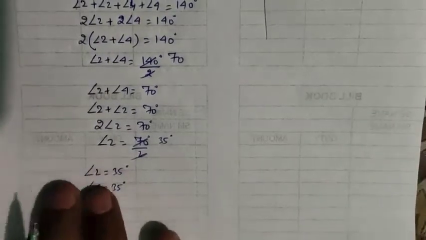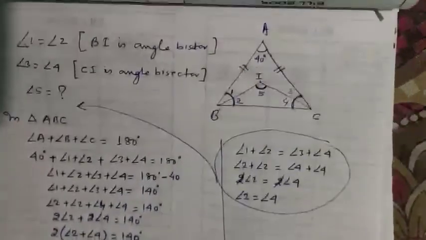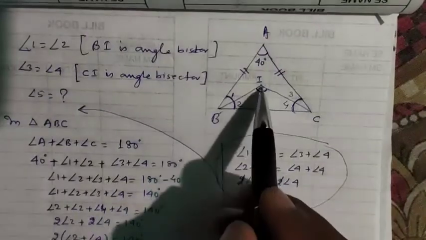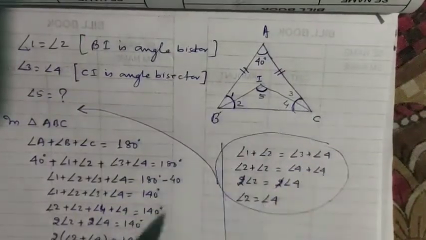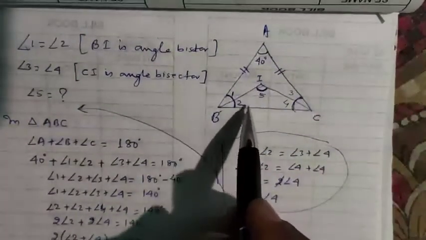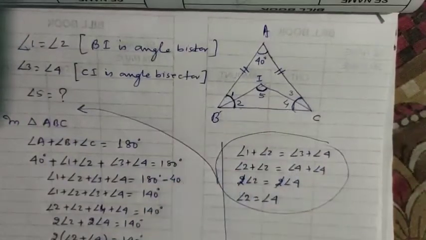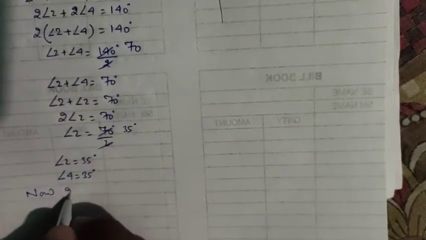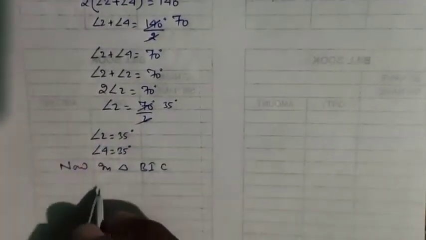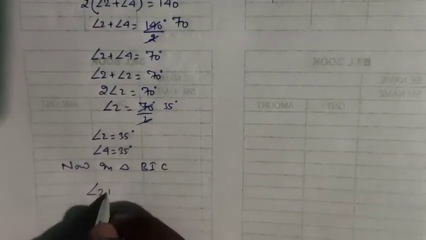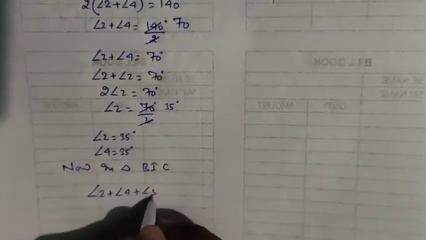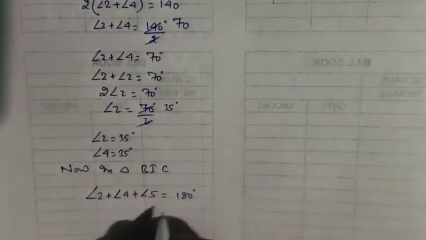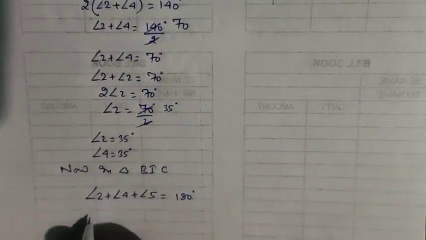Now once again we will come back to the figure to take the small triangle. Now you can see a small triangle is there, triangle BIC. Here 2 plus 5 plus 4 will be equal to 180 degree. We will write now in triangle BIC, angle 2 plus angle 4 plus angle 5 is equal to 180 degree. The value of angle 2 is 35.